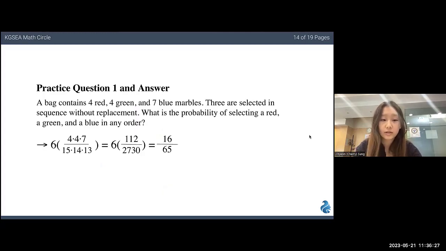Here's one practice question. Let's say a bag contains 4 red, 4 green, and 7 blue marbles. They are selected in sequence without replacement. What is the probability of selecting a red, a green, and a blue in any order?